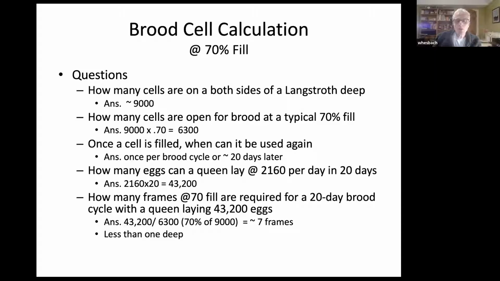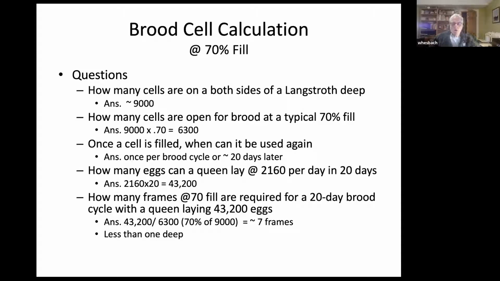And then the question is, when can it be used again? That's the 21-day cycle. I said approximately 20 days later, and of course that has to do with temperature and all of that. So somewhere between 19 and 21 days later, that cell can be used again. So if she's laying over 2,000 eggs a day, in 20 days, which is the brood cycle, how many eggs will she lay during that 20-day brood cycle? That turns out to be 43,200 eggs.